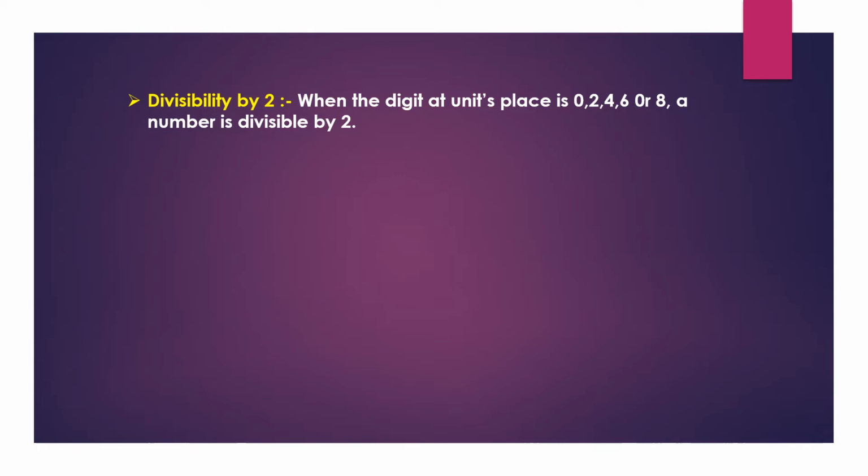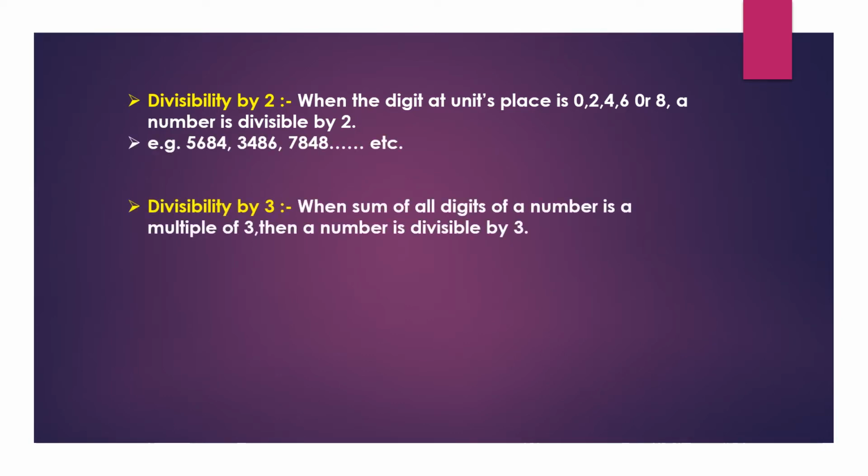Divisibility by 2. When the digit at units place is 0, 2, 4, 6 or 8, a number is divisible by 2. For example, 5684. The digit at units place is 4. 3486. Here the digit at units place is 6. 7848. Here the digit at units place is 8. So these numbers are divisible by 2.